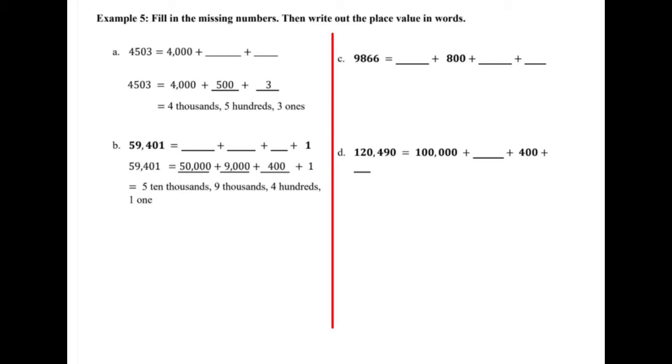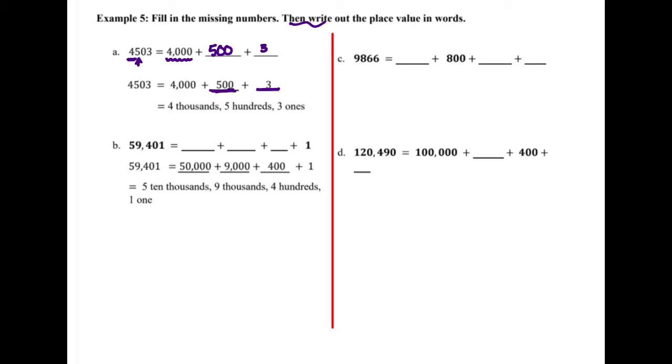Okay, this next example is kind of like what we just did. It's just filling in the blanks. Okay, so they've started it for you. You just need to figure out what's missing. So the 4 is the 4,000. So now we're going to add. We need to figure out what place the 5 is in. It's in the hundreds, so we have 500, which is what they got. And then the 3 is in the ones place, so it's just 3.